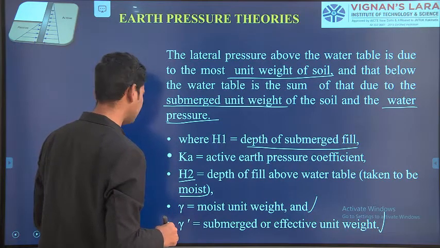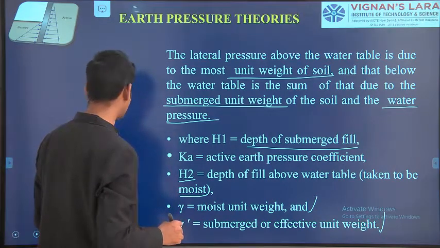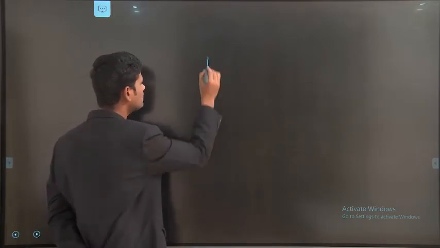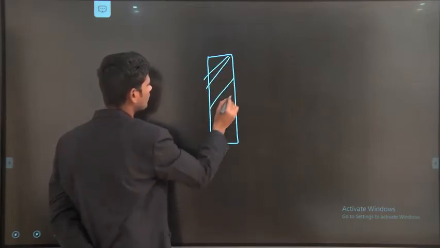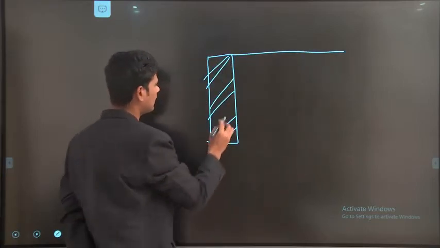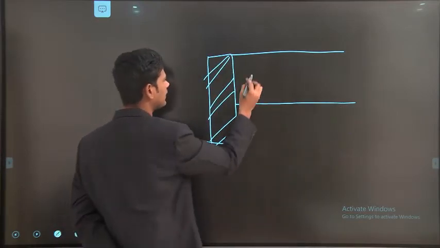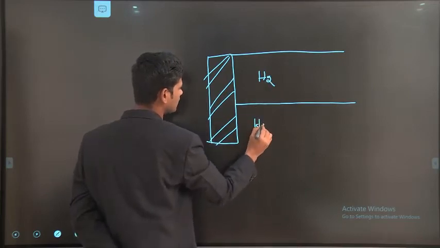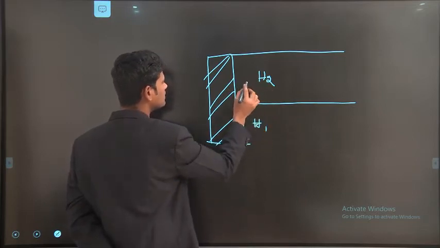I will explain this same diagram again by using the coefficient of earth pressure with respect to the horizontal effective pressure to the vertical effective pressure. Suppose this is our retaining wall. Okay, this is our retaining wall and this is the horizontal ground surface, and this is one layer and this is the second layer. Suppose this layer I take as H2 and this layer I take as H1. Okay, this is H1, this is H2.